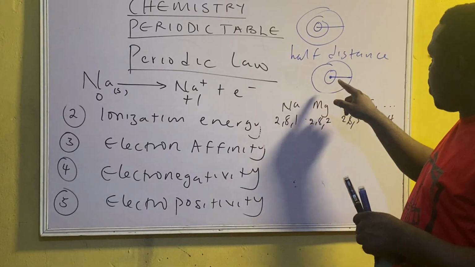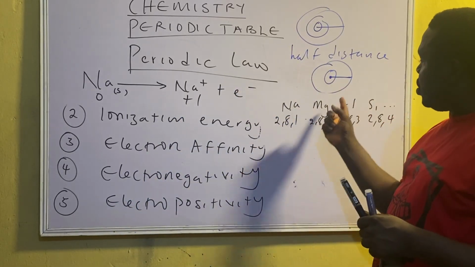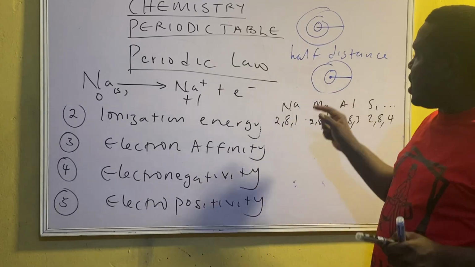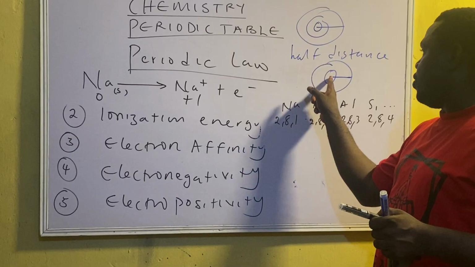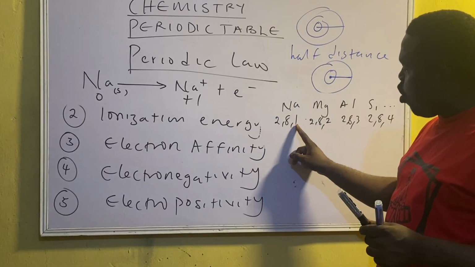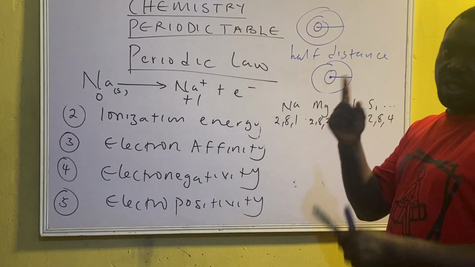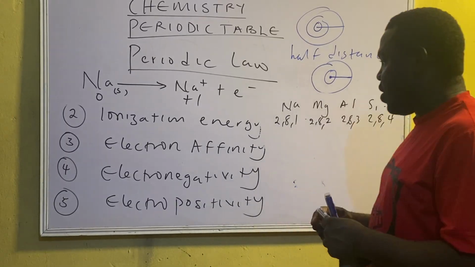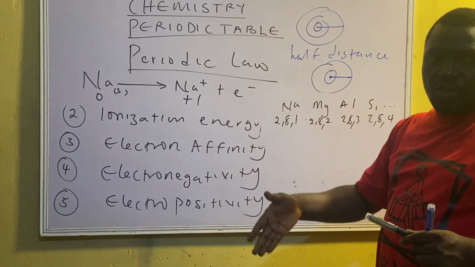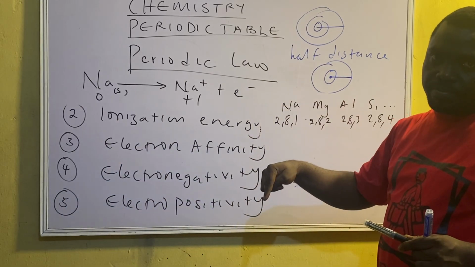Okay, remember the nucleus is positively charged because there's a proton there, and the more the nucleus is charged, the more electrostatic attraction between the nucleus and the outermost shell. And so when the number of protons is increasing, the nuclear charge also increases along. Okay, that's very important. But down the group, ionization energy decreases.